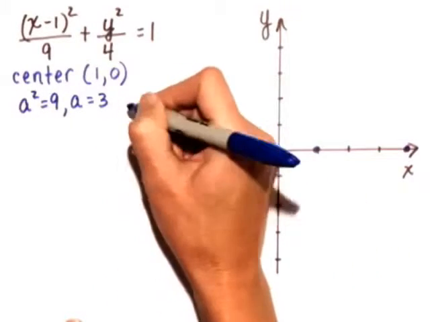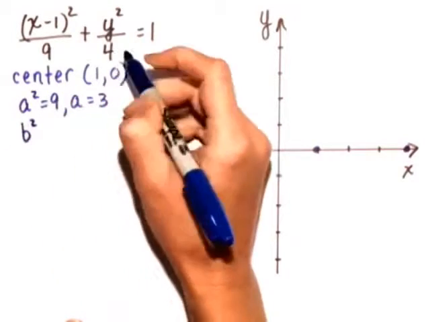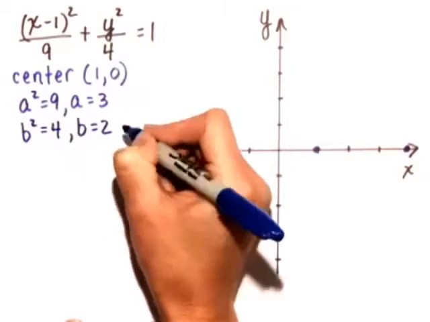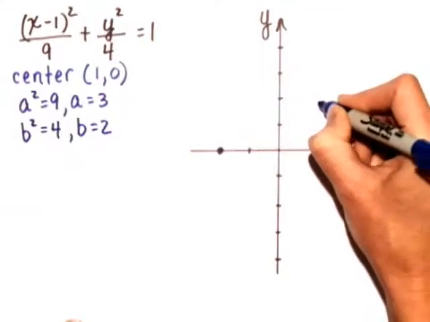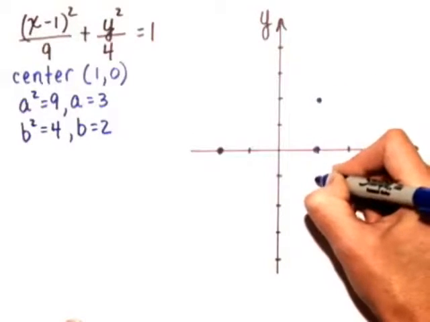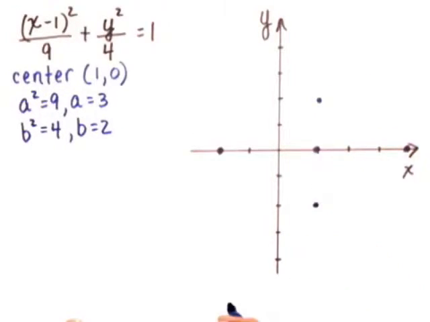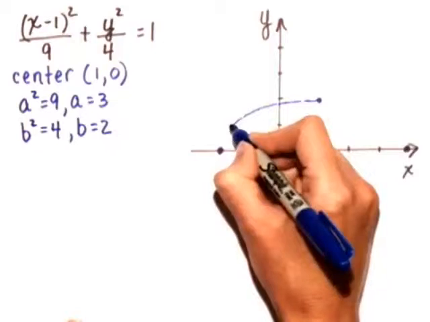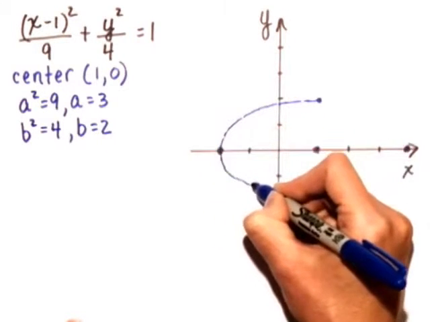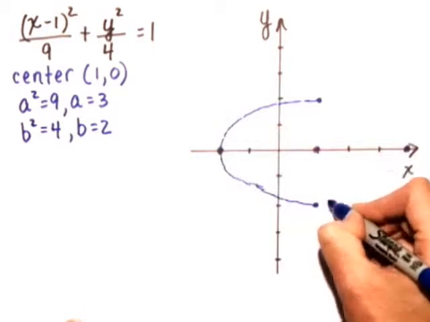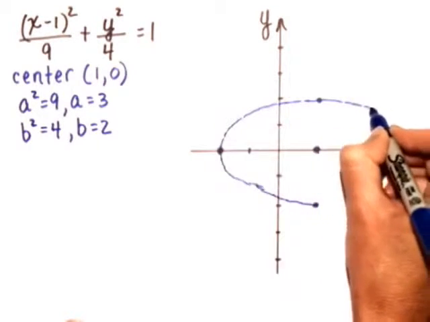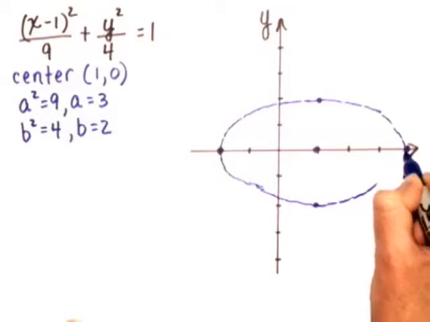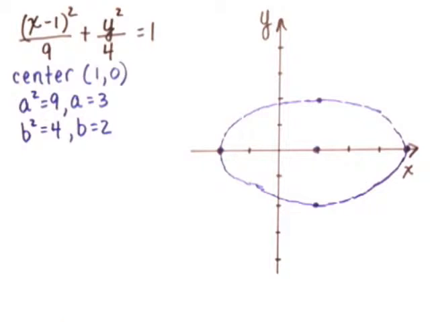I can also see that b squared is under my y squared term. B squared is equal to 4, so b is equal to 2. So from my center, I'll go up 2 units to get an endpoint, and down 2 units to get another endpoint. Now I'm ready to sketch this ellipse. And here's a sketch of my ellipse.